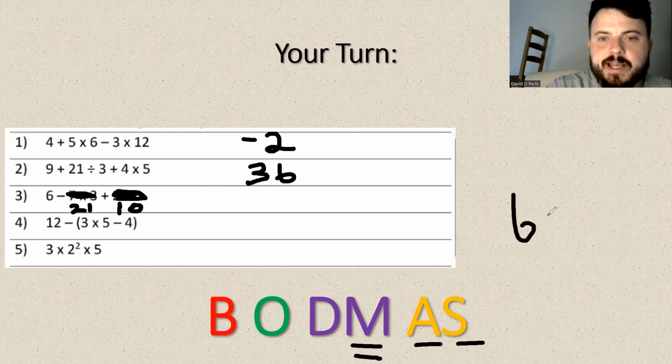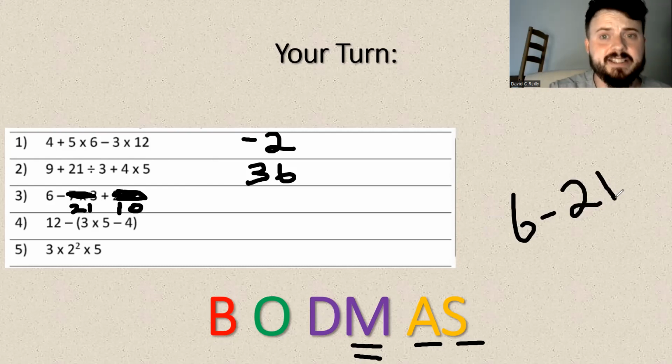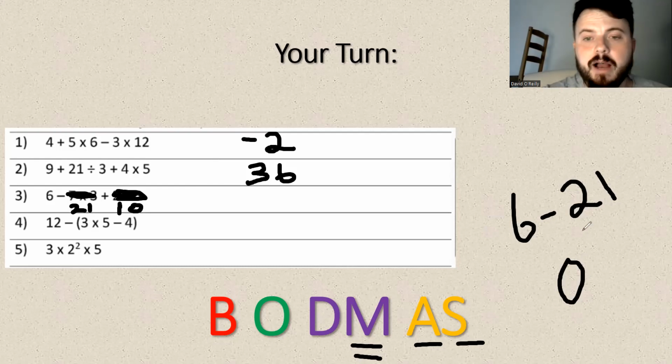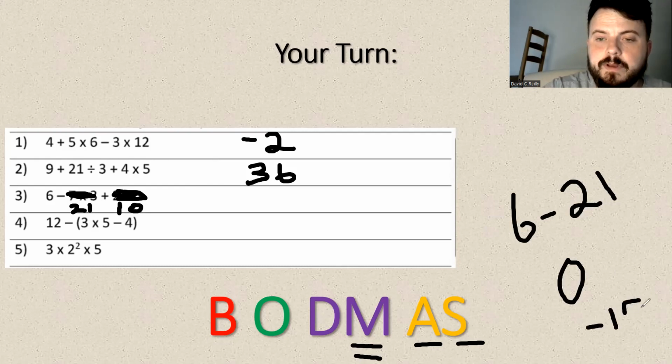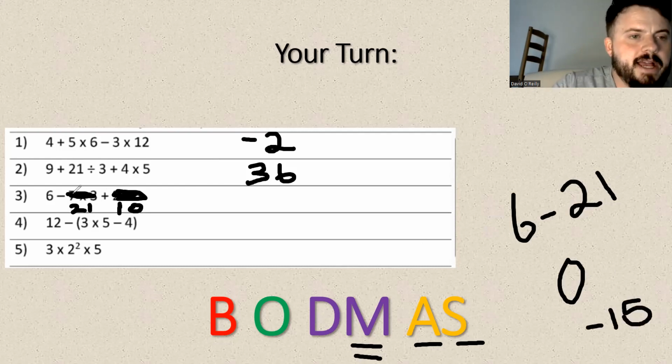So let's write it over here. All right, now I know that 6 take away 6 is 0, but I'm not taking away 6. I'm taking away 21. So I need to take away another 15, okay? So 0 take away 15 gives me minus 15. Okay, so now I've got minus 15 over here.